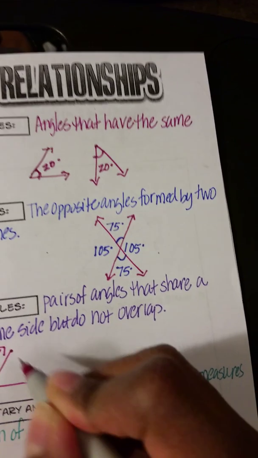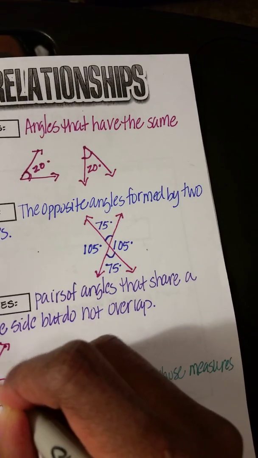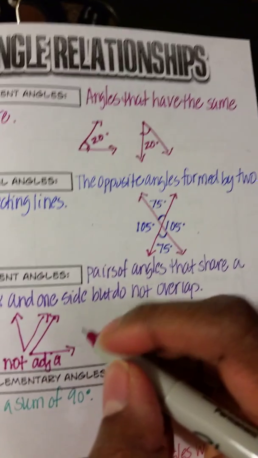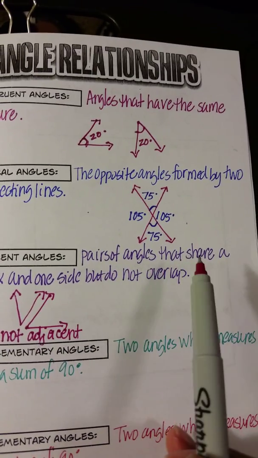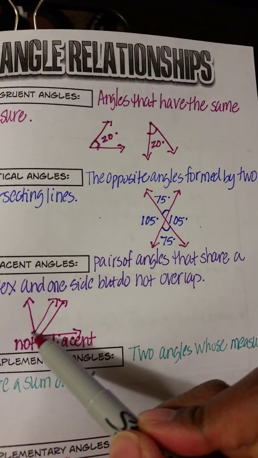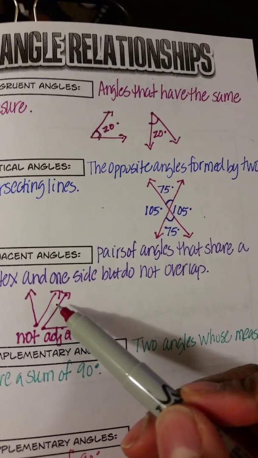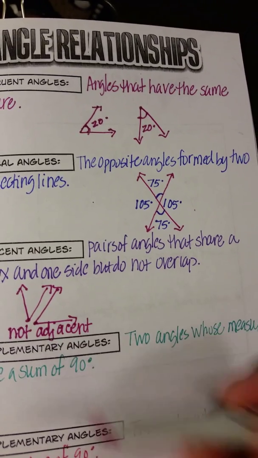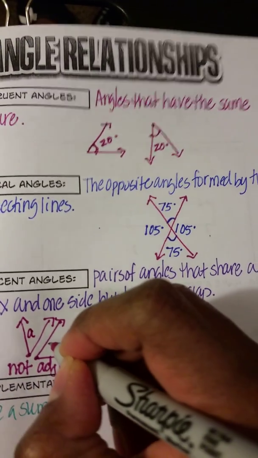So these two angles here would not be adjacent simply because it says that there are pairs of angles that share a vertex and one side, but they don't overlap. So they don't share the vertex and they don't share the side here. So these two would not be adjacent. I could say this is angle A, this is angle B. So these would not be adjacent. Now let's get an example of what is adjacent.